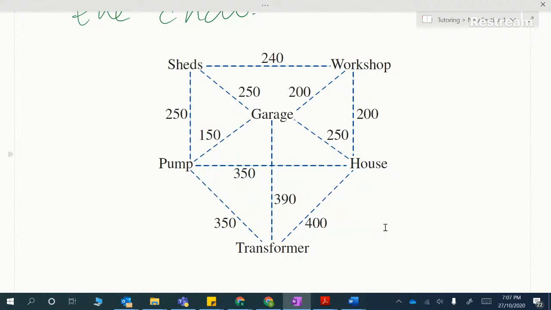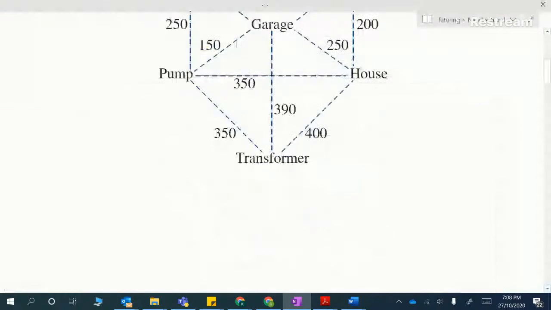So in this example I've just put here on the screen, we've got a farm site. We've got a house, a workshop, a garage, a shed, all these different sites, and they all need to be powered. The power comes from the transformer here. We want to find the cheapest way to do that.